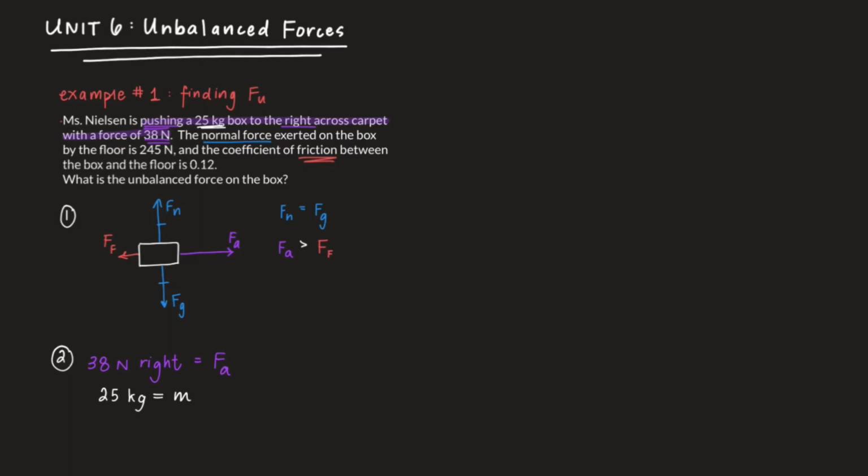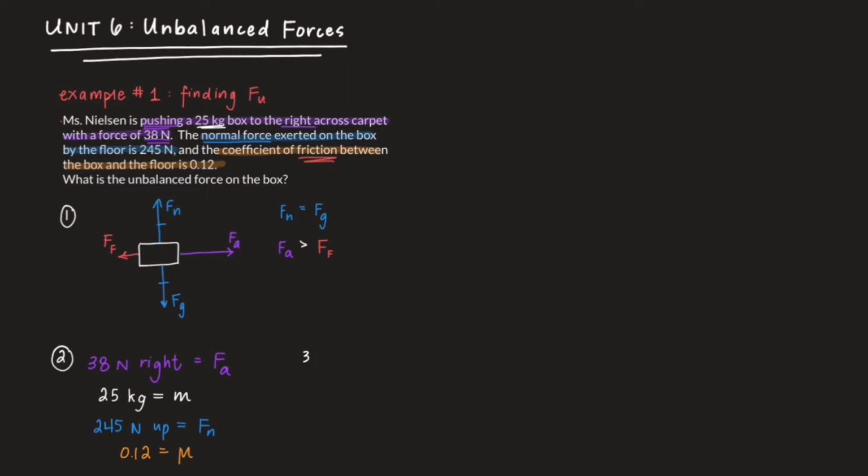The next number that we see is that the normal force exerted on the box by the floor is 245 newtons. So 245 newtons pointing upwards, right? Our normal force points up. That's equal to Fn. And then finally it tells us that the coefficient of friction between the box and the floor is 0.12. So that's our final number that we're given. 0.12 is equal to the coefficient mu.